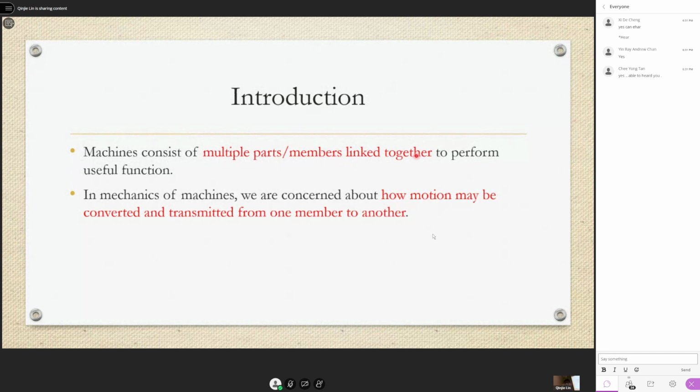So their members link together to perform some useful function. We create the machine so that it can help us do some stuff. In mechanics of machines, this topic, we are concerned about how motion can be converted and transmitted from one member to another. That means one part moving, then this part connected to many other parts. Then we are interested to know how at the end, the outputs work, what is the velocity, what is the power transmitted, etc.